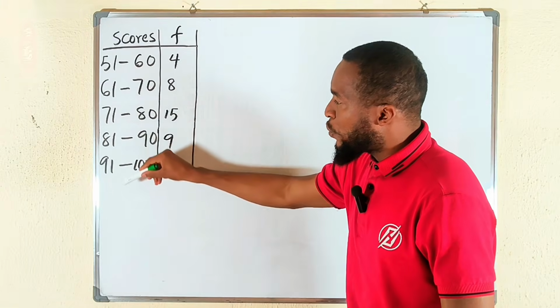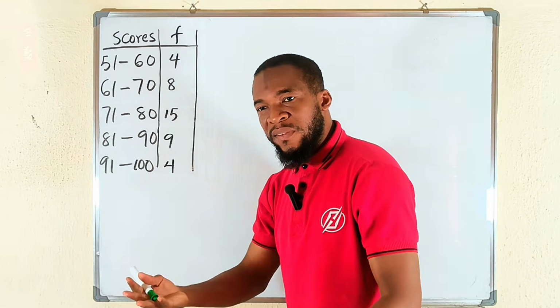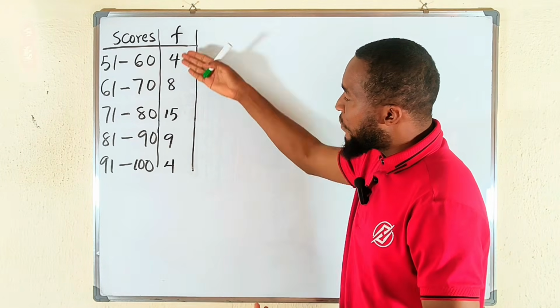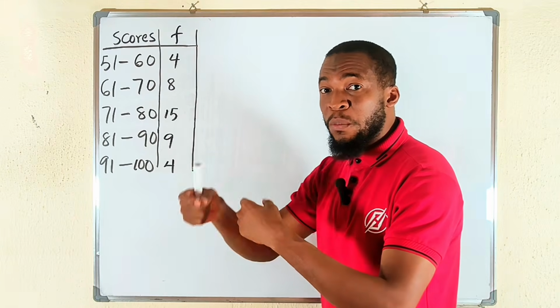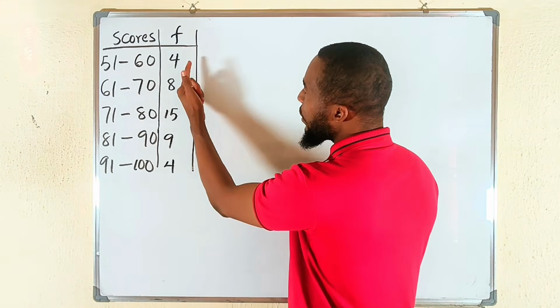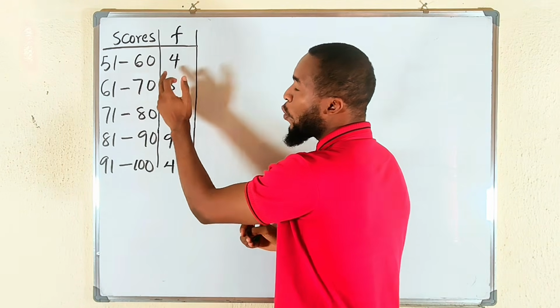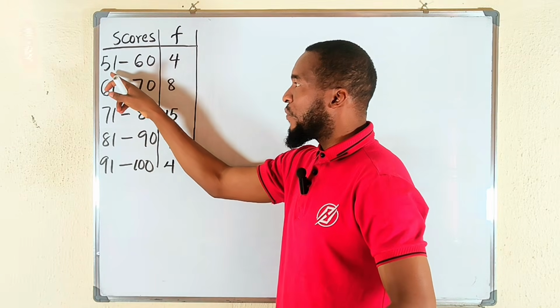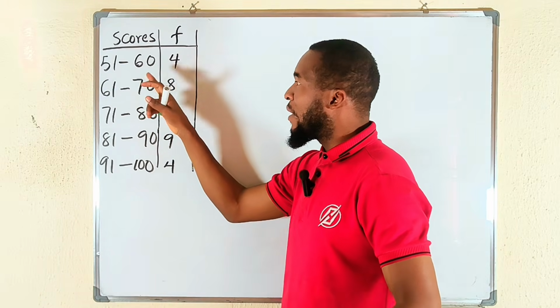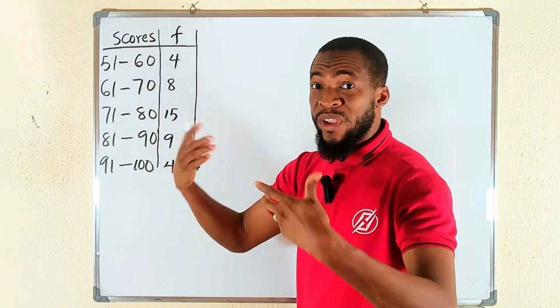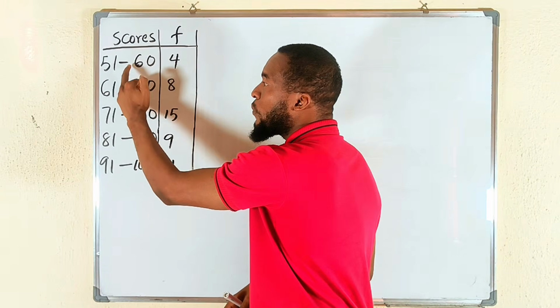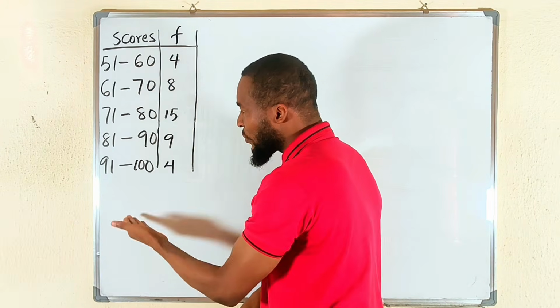So we have the scores here, scores of a particular examination or a test. And we have the frequency here, which denotes the number of students. For example, here we have 4 people that scored the marks within this range, 51 to 60 marks. Among these 4 people, we could get some that scored 52, 53 within the range, and so on.